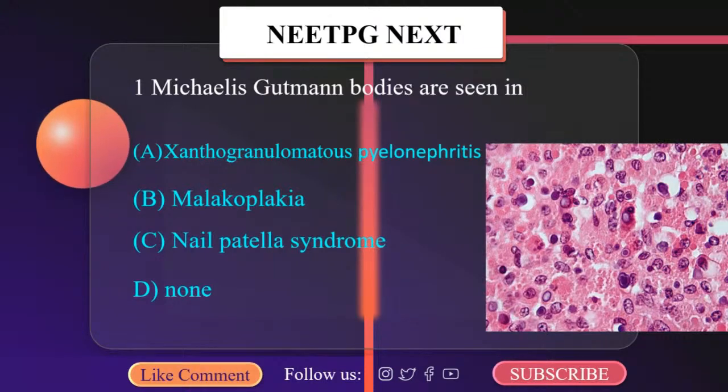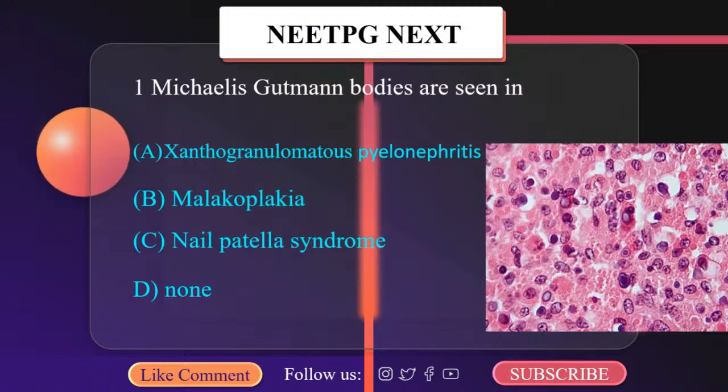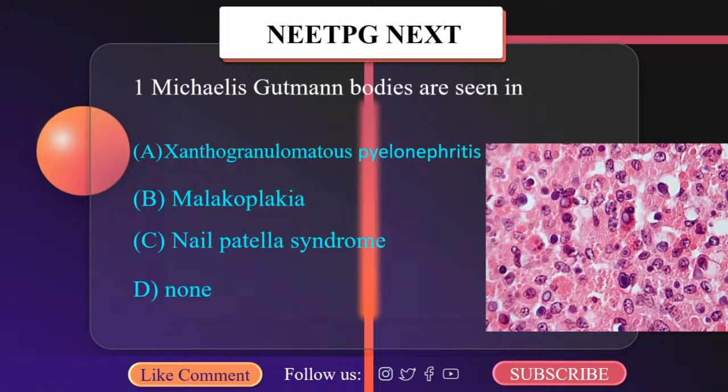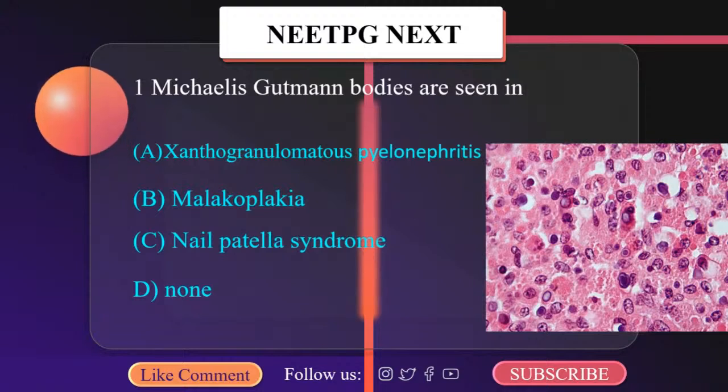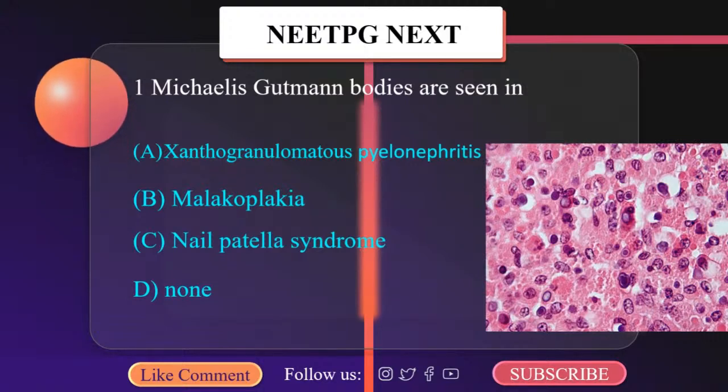See, what is Malakoplakia? Malakoplakia is a variant of cystitis. It is related to chronic bacterial infection, which can be mostly by E. coli or occasionally by Proteus species. It is characterized by unusual appearing macrophages and giant phagosomes. It points to a defect in phagocytic or degradative function of macrophages. So the correct answer here is B, Malakoplakia.